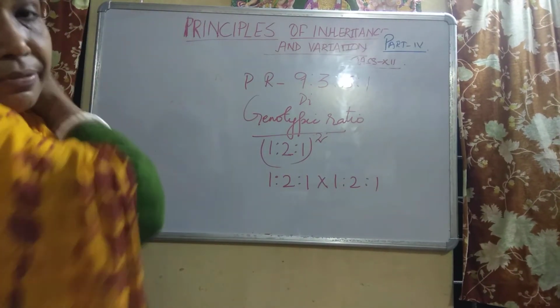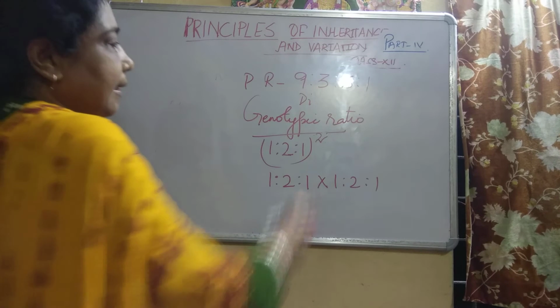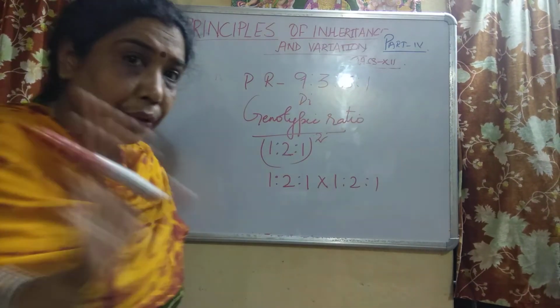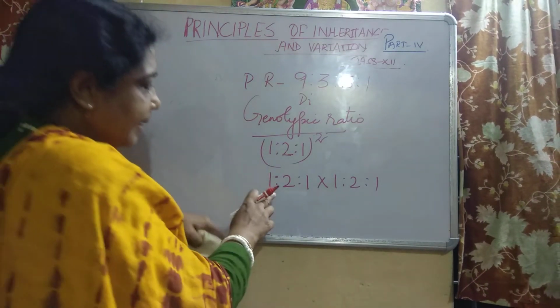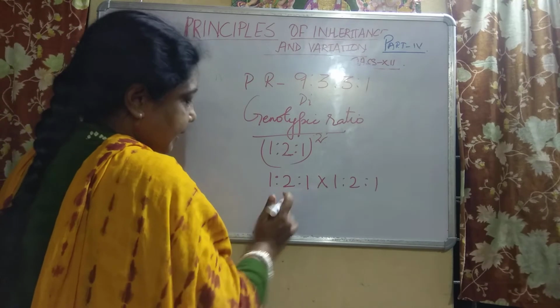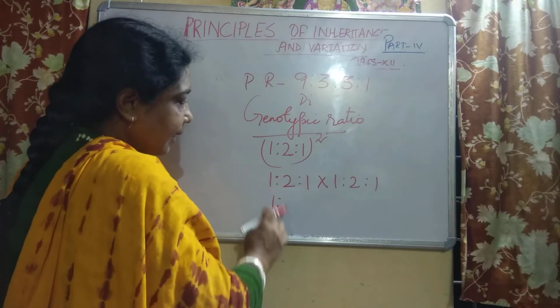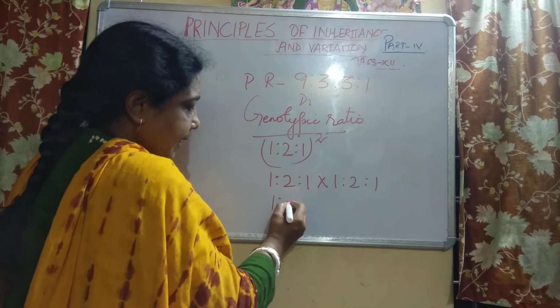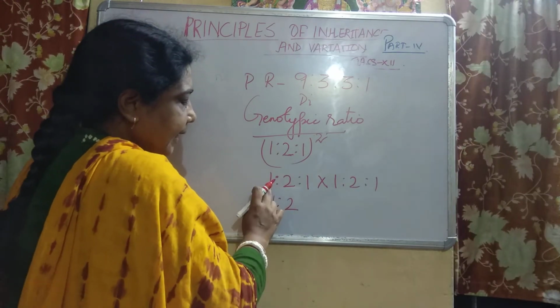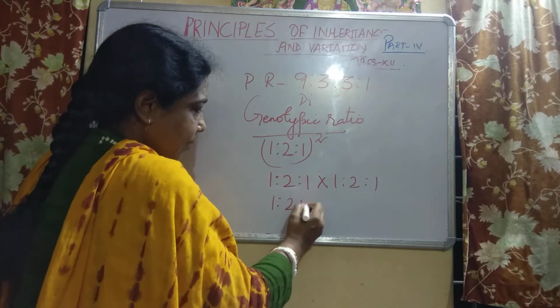Now how you will find the genotypic ratio? तो तुम लोग को पता है 9:3:3:1. जीनोटाइप पता नहीं है. तब देखो पहले क्या करोगे, इसको इसके साथ मल्टीप्लाई किए तो क्या आया? 1 के साथ 1 मल्टीप्लाई किए 1 आया. फिर 1 के साथ 2 मल्टीप्लाई करोगे 2 आएगा. Then again 1 with 1 you are getting 1.